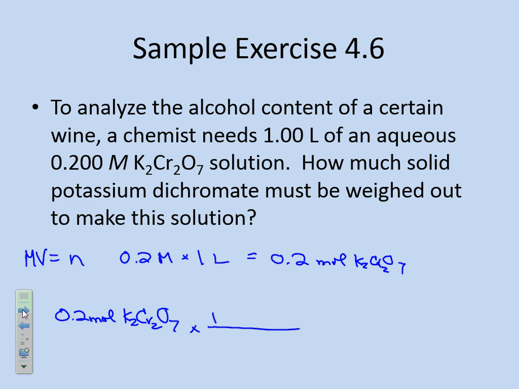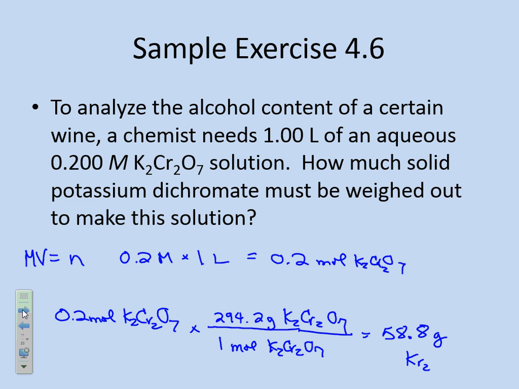Let me put it in the right spot. 1 mole of K2Cr2O7 has a molar mass of 294.2 grams. Multiply through, and we are going to mass 58.8 grams of the substance. Let me write it and then I'll talk. K2Cr2O7. You're going to mass 58.8 grams of potassium dichromate to make 1 liter of a 0.2 molar solution.